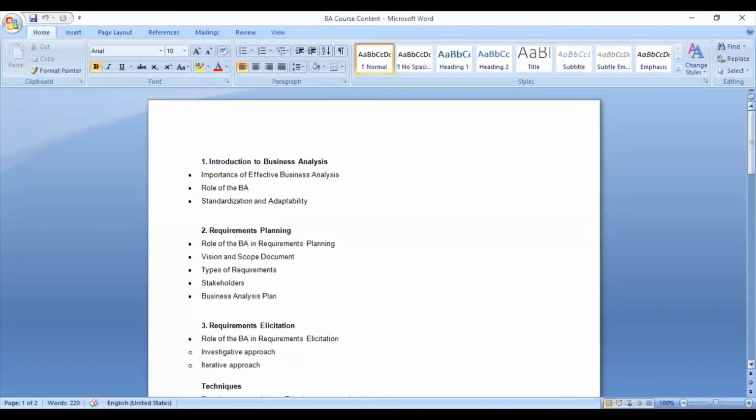What is this elicitation about? If a client comes to you and explains his idea, or the product vision he has in mind and what he is expecting from the organization, based on the idea, how are you going to develop that idea into a product?